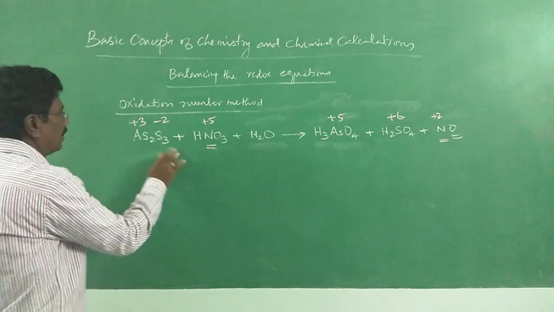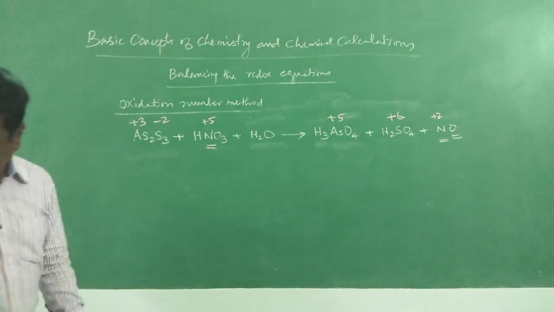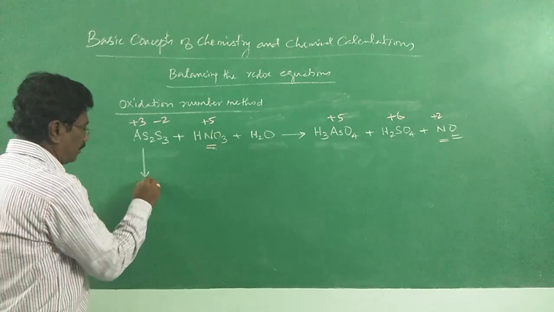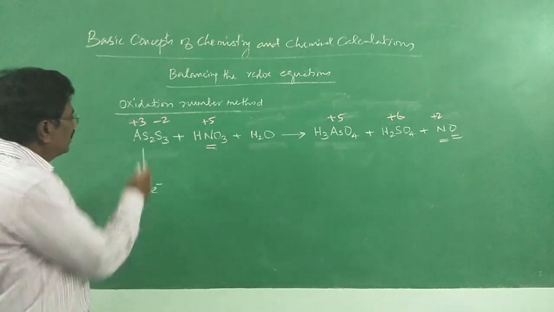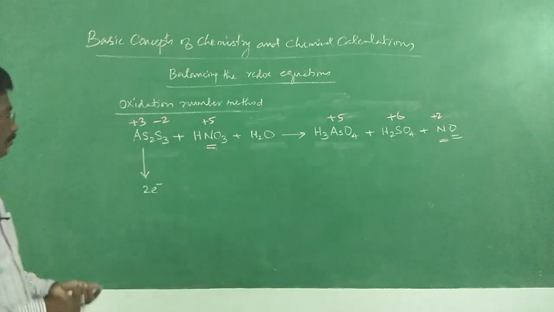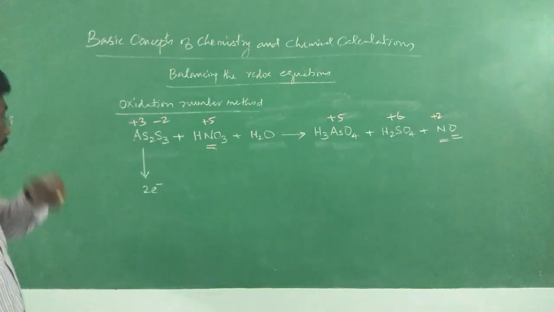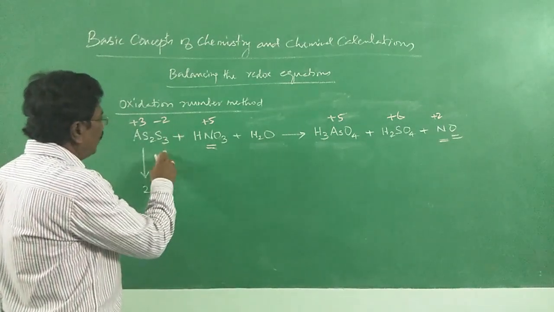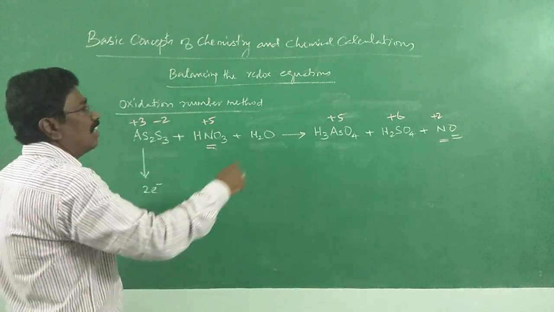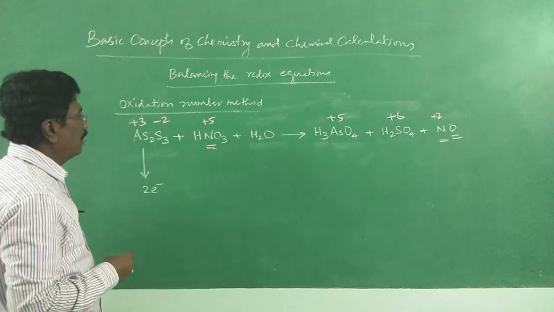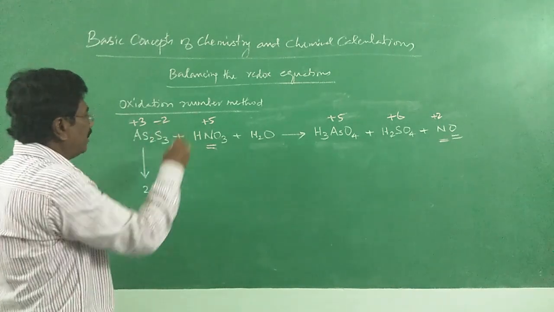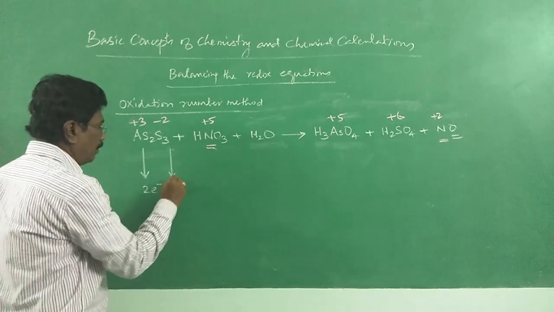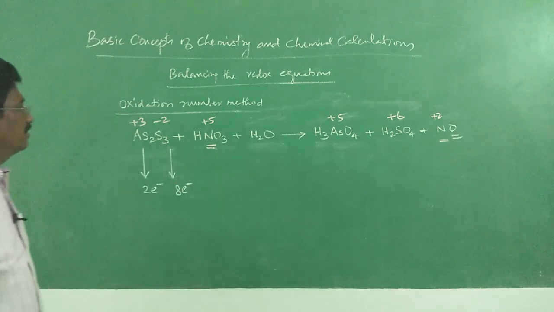How? Arsenic from plus 3 is oxidized to plus 5 by losing 2 electrons. 2 electrons are lost. Since there are 2 arsenic, we can multiply it by 2. Alright. Now, sulfur from minus 2 is oxidized to plus 6 by losing how many electrons? 8 electrons. 8 electrons are being lost by each sulfur atom. Each sulfur atom loses 8 electrons.